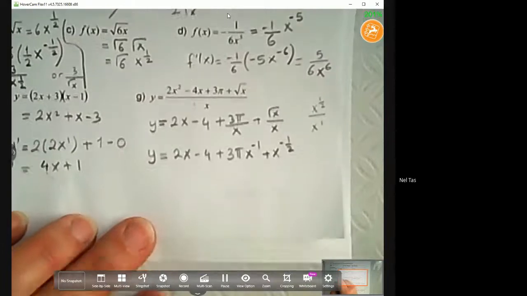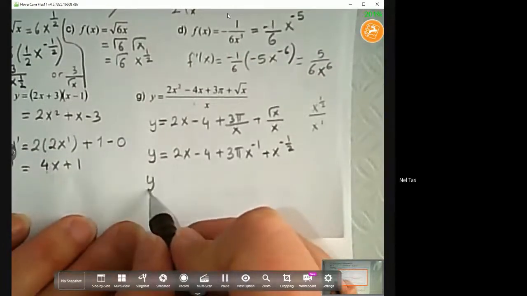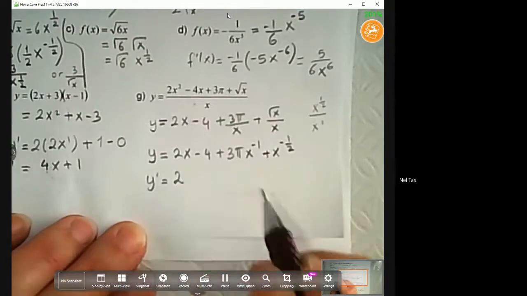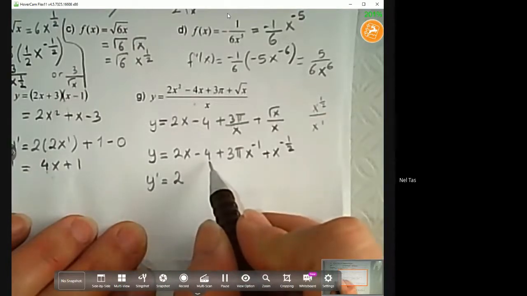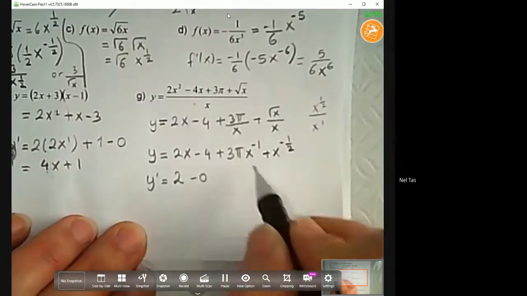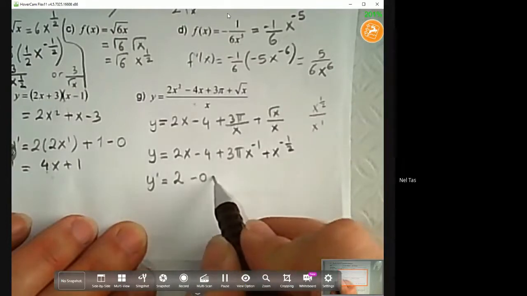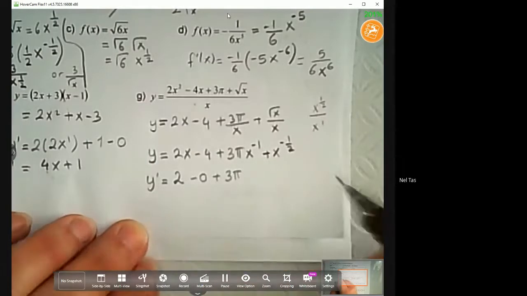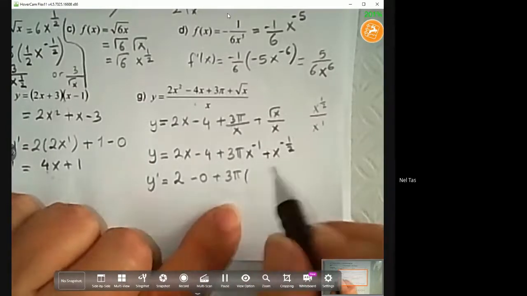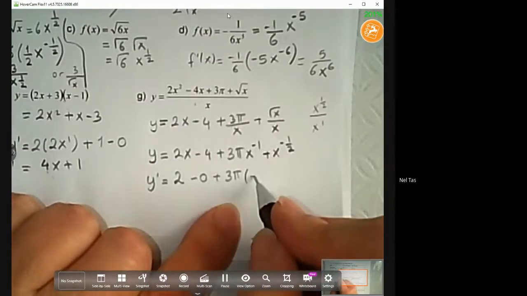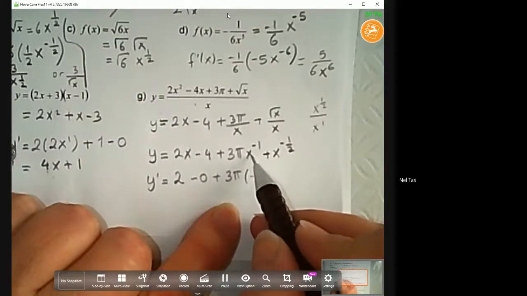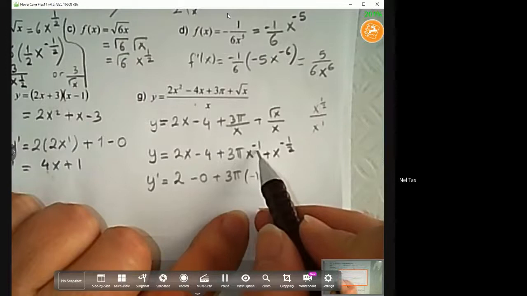So now we are ready to take the derivative. Derivative of 2x, 2. Derivative of 4, 0. Derivative of this, so keep the constant. 3 pi is just a constant. It is just a number. So 3 pi, keep it. Drop the exponent, negative 1, x, and decrease the exponent by 1. Negative 1 minus 1 gives you negative 2.